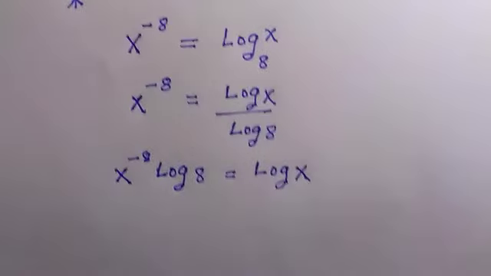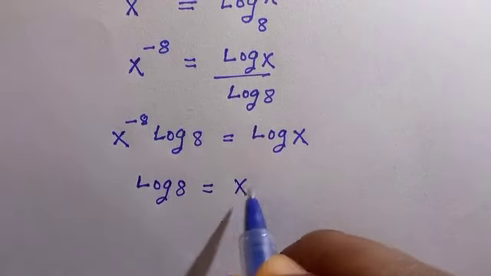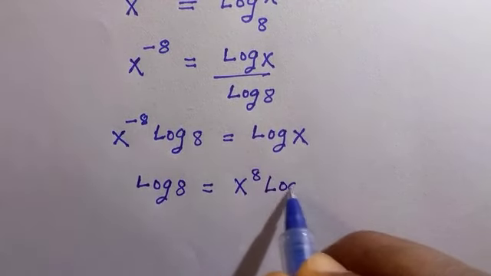At this stage, the next thing we are going to do is, we know x raised to power of minus 8 can still be written as 1 divided by x raised to power 8, then we multiply it with log x, which means we have log 8 equals x raised to power 8 times log x.